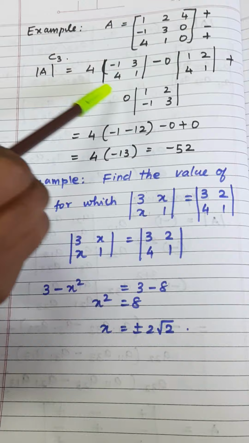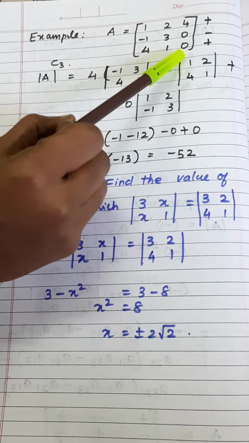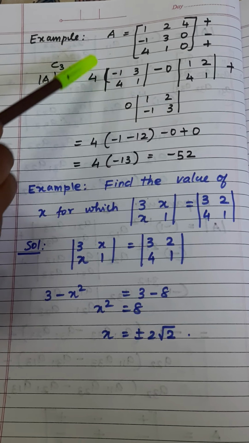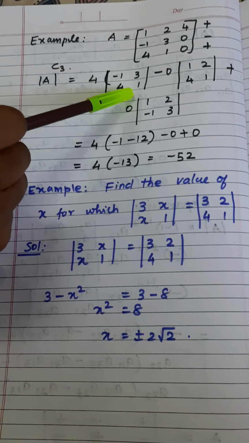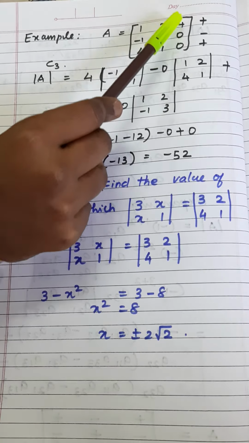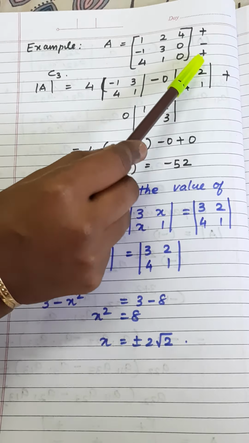So take the first element 4 and leave the respective column and row, that is third column and first row. Write the remaining numbers, that is a 2 cross 2: minus 1, 3, 4, 1. Then what is the respective sign? Minus. So minus, the element is 0 into, leaving the second row and third column, 1, 2, 4, 1. The respective sign is plus, 0, leaving the third column and third row, the remaining numbers are 1, 2, minus 1, 3. Actually we don't want to write this and all because 0 into any number is 0.